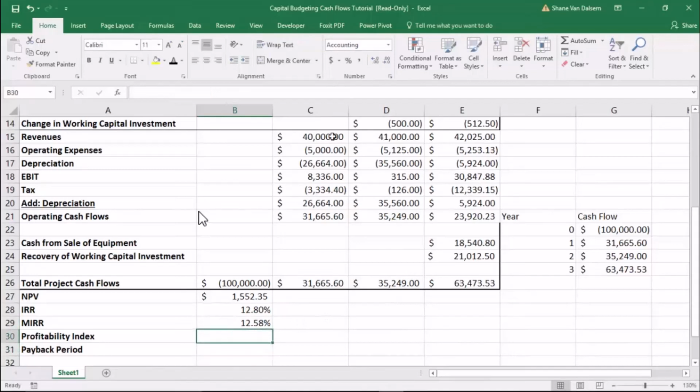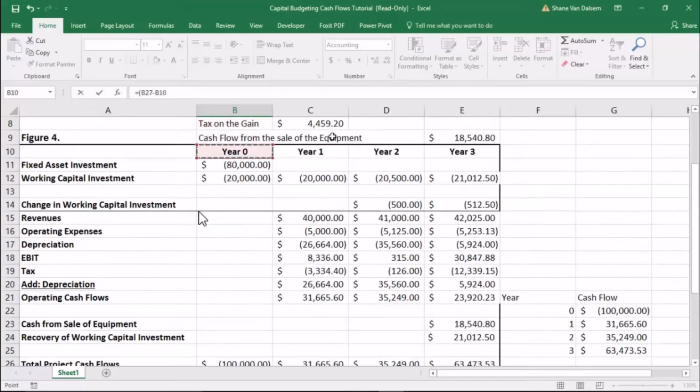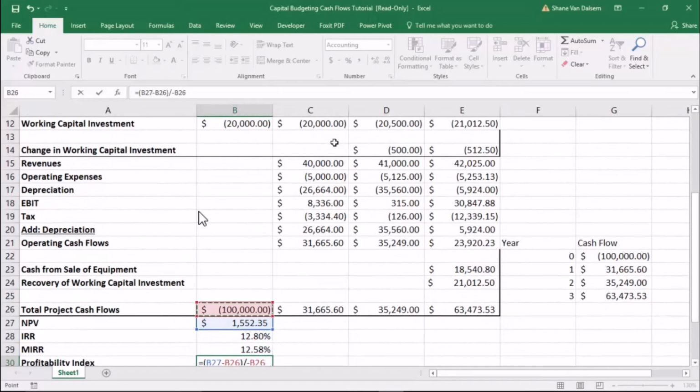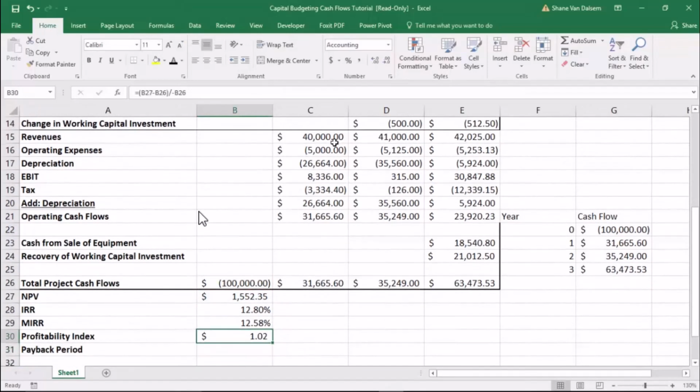So the profitability index, I'm going to calculate this as the NPV, and then I'm going to add the initial investment of $100,000. And if you look at what I'm doing, I'm actually taking minus that amount because it's a negative number. And then I'm going to divide it by negative 100,000. And I get a profitability index of 1.02.